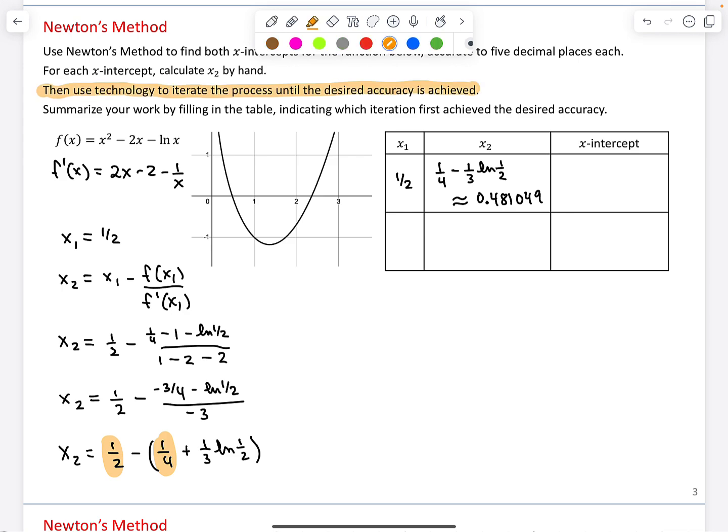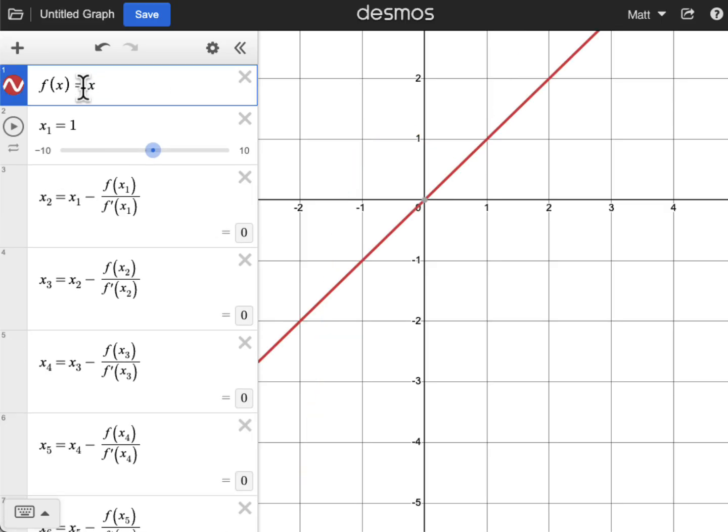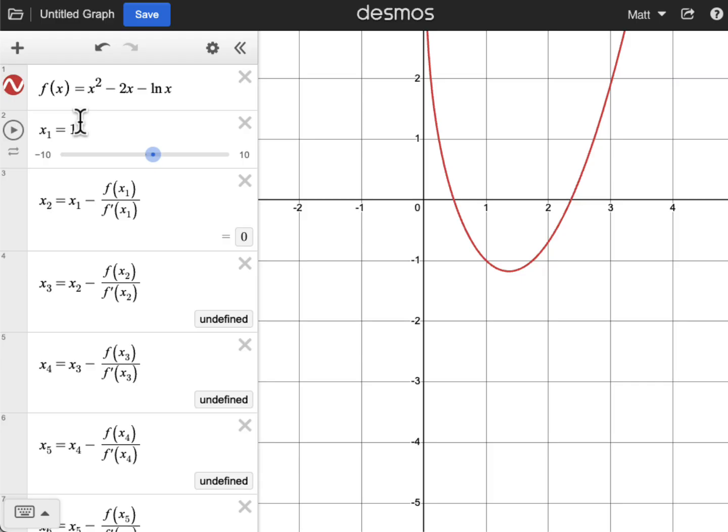Now we're going to use technology to iterate the process until the desired accuracy is achieved. So let's go back to this Desmos file, change my function, and notice that had I chosen x1 to be 1, it would have produced an x2 of 0. So the tangent line here would have had an x-intercept right here at 0, which is why the subsequent terms are undefined, because this function here is undefined for 0 or less because of the natural log of x.